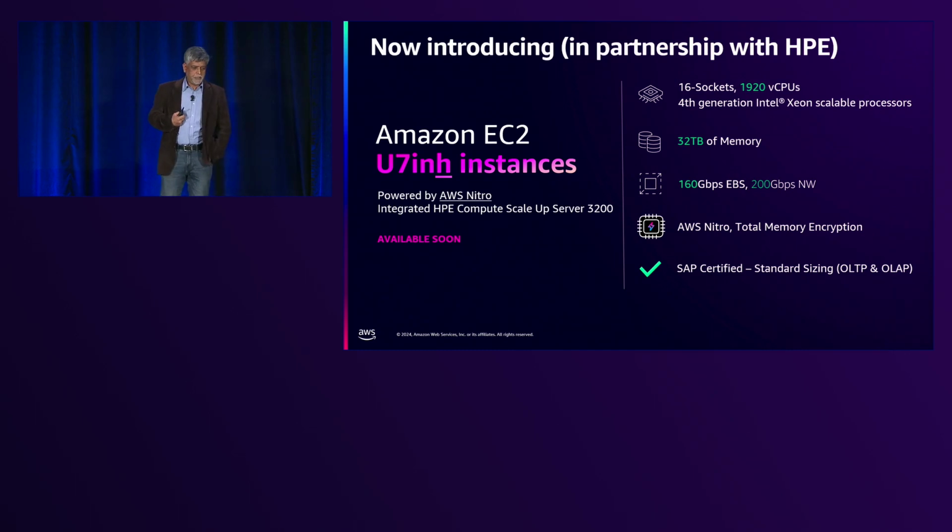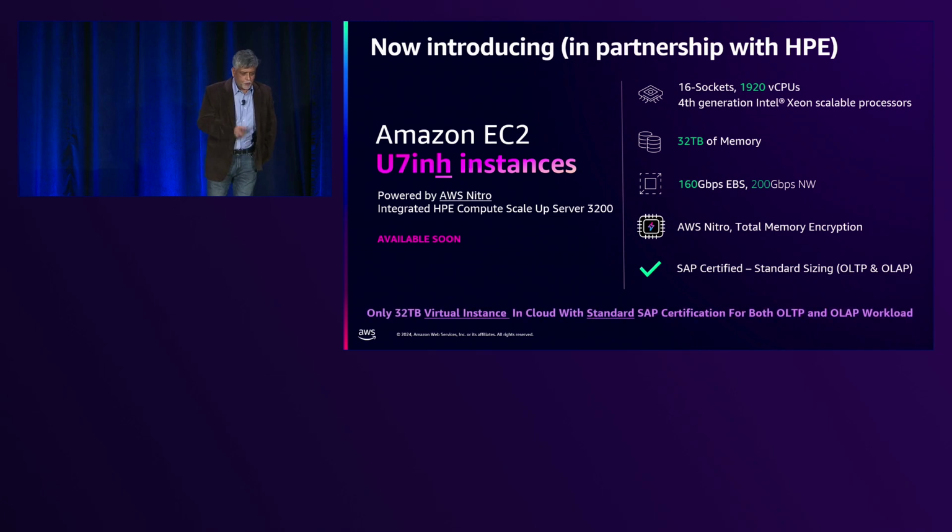With 1920 vCPUs, 32 terabyte memory, 160 gig storage bandwidth, and 200 gig network bandwidth, we pack in ample compute power and the back-end bandwidth so that you have end-to-end no bottleneck. One important thing is this is the only 32 terabyte virtualized instance in cloud that has standard SAP certification for both OLAP and OLTP workload. No one has that.